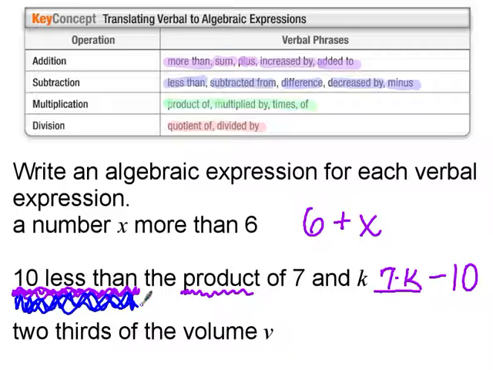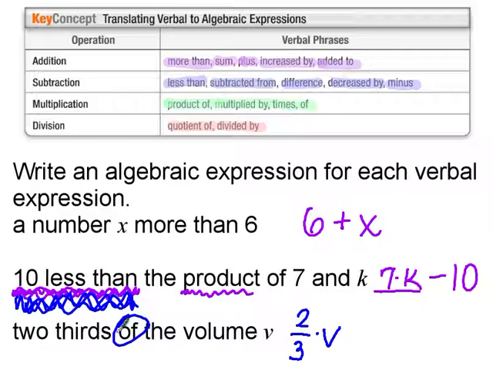2/3 of the volume V. What's this one going to be? Perfect. 2/3 times V. You start with 2/3 of, which means times V. Like I said, this should be review. You've done this before.